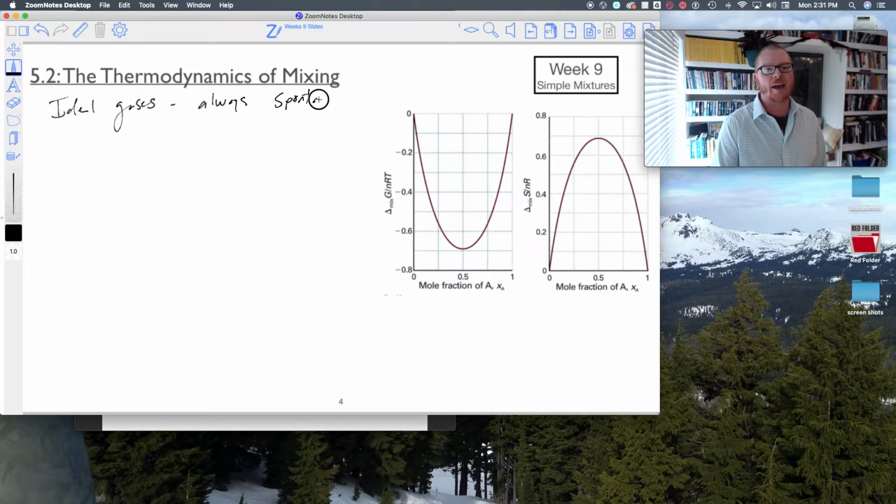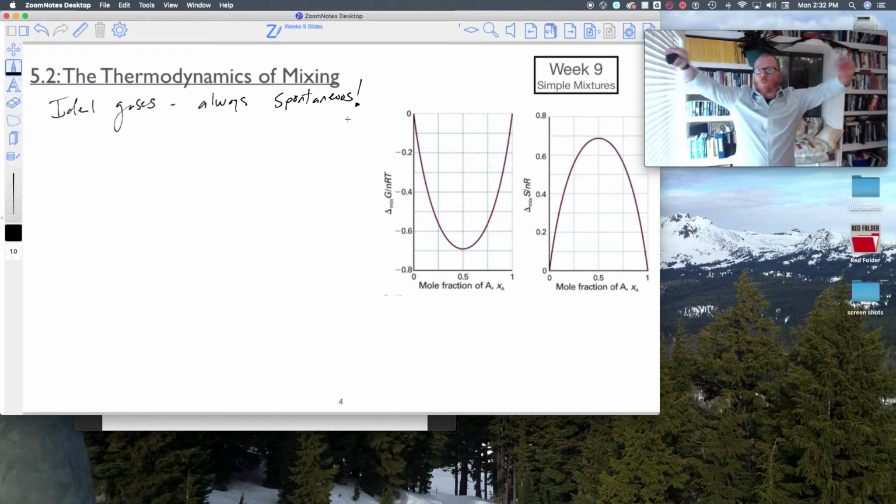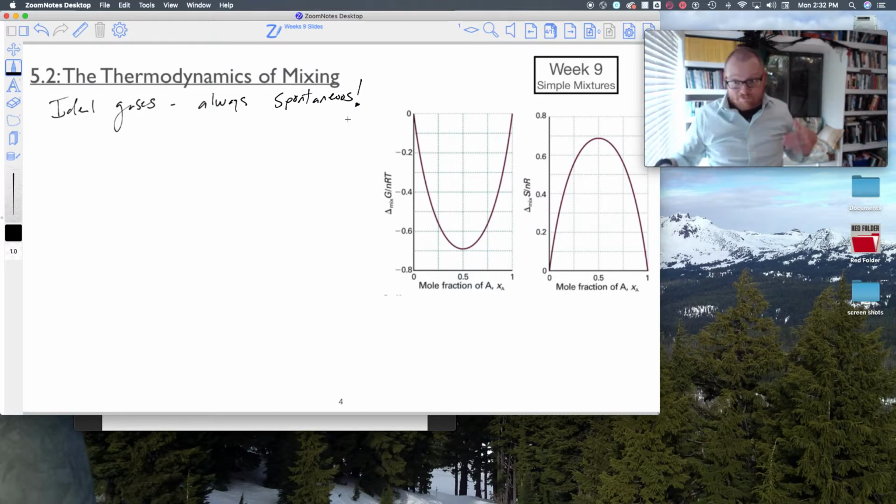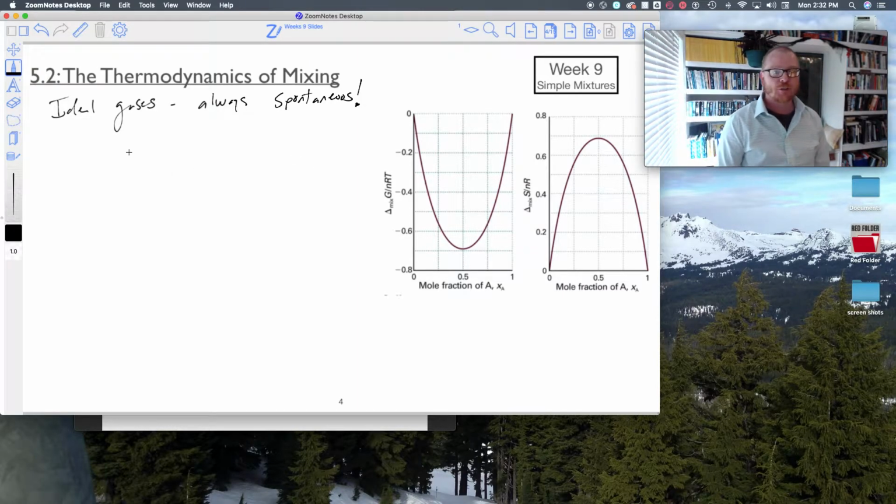So think about that. If I have a cylinder of oxygen and a cylinder of nitrogen, and I just open them both up and let them fill a room, they're going to mix with each other spontaneously. So in other words, delta G of mix for ideal gases is always less than 0. And you can actually see this graphed right here. Okay, so I'm going to show you where this equation comes from in a minute.